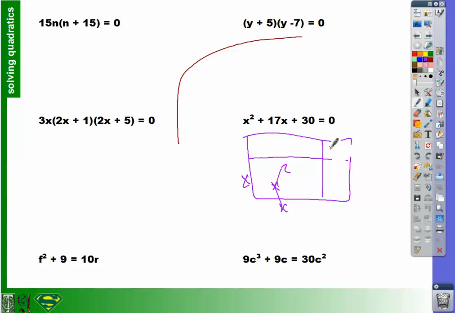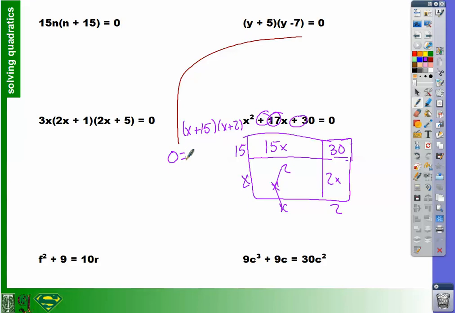Okay, this one was 30. So then what went into 30 but equaled 17? Positive 17 and positive 30. So there was 15 and 2. So this equals 2x and 15x. So then if we wrote this out into factored form, it would be x plus 15 and then x plus 2.